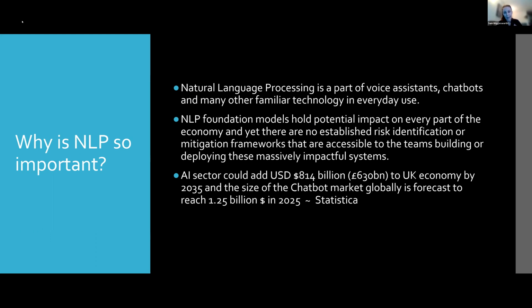And the size of the NLP, particularly the chatbot market, is going to reach a significant epoch by 2025. And we're looking at around $1 billion of potential revenue generated just in that sector. Okay, so there's lots of potential, but how do we minimize the risks?